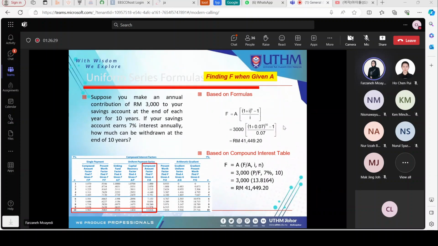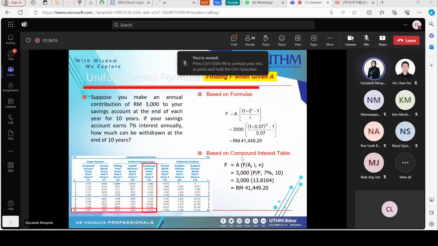So if you want to use the formula, basically you just place the number and you get the value. If you want to use the notation, you have to be able to write the notation. So how do we write the notation? Clearly the question is asking how much is it going to be after 10 years. So F is something that is missing, because every single year you are saving 3,000 in your account, so you already have A. So it is going to be F/A. So A is the 3,000.